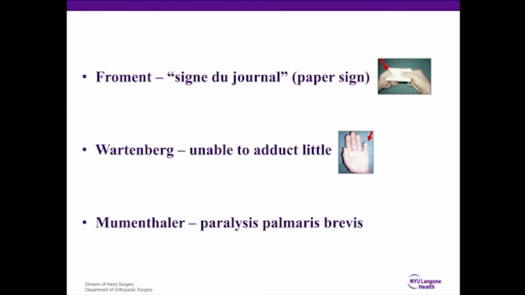I mentioned the Mumenthaler sign only in fun because I love to ask residents and fellows, what's the name of the sign where you get paralysis of the palmaris brevis? That totally unimportant muscle is paralyzed, and the only thing that it does is that you lose the ability to wrinkle your hypothenar eminence.